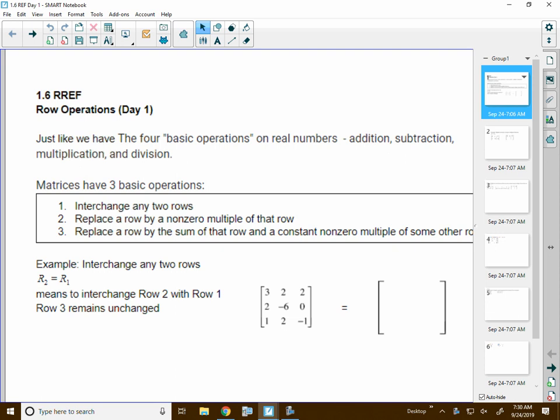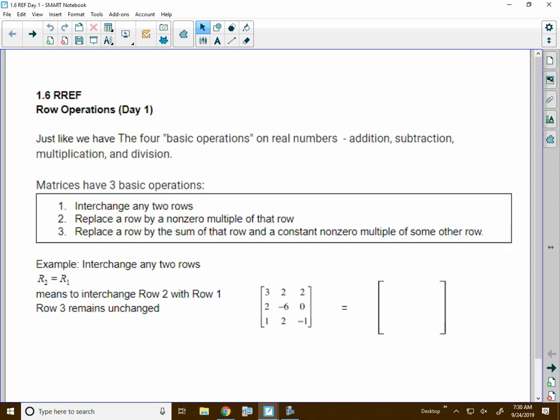The first one is we can interchange 2 rows, basically just switch 2 rows. The second one is we can replace a row by a non-zero multiple, meaning you can take a row and multiply it by 3 or multiply it by -2. You just can't multiply it by 0. And then the third one is you can replace a row by the sum of that row and a constant non-zero multiple. So I can do like 2 times row 1 plus row 3, and replace that row. And I'm going to show you examples of those.